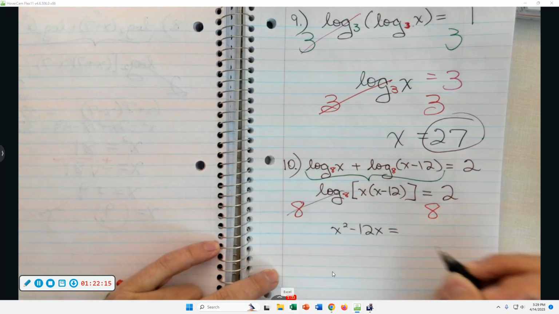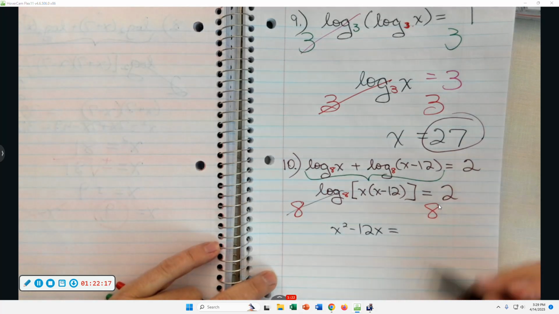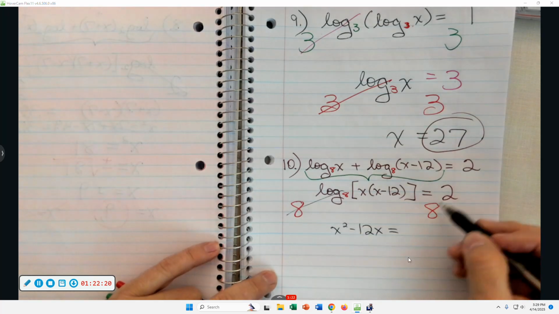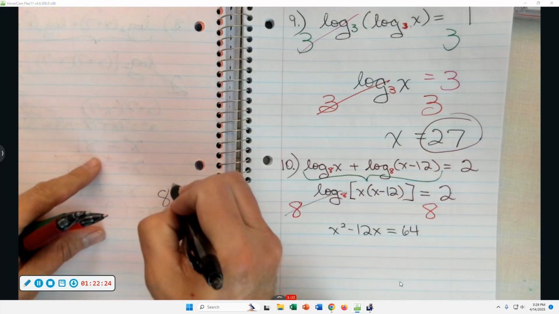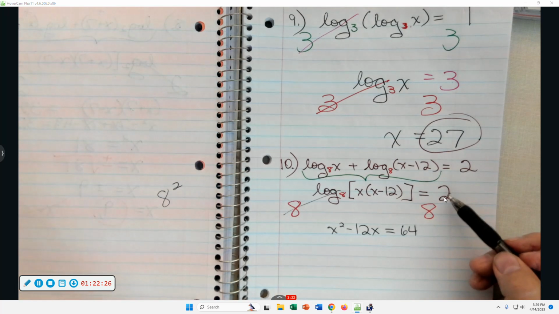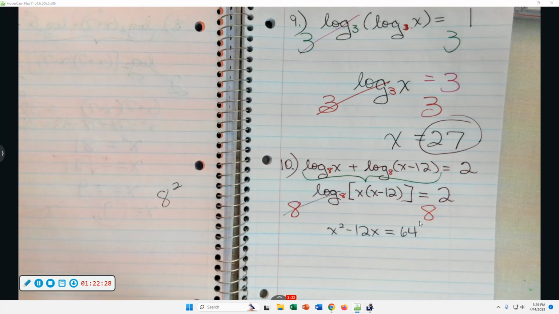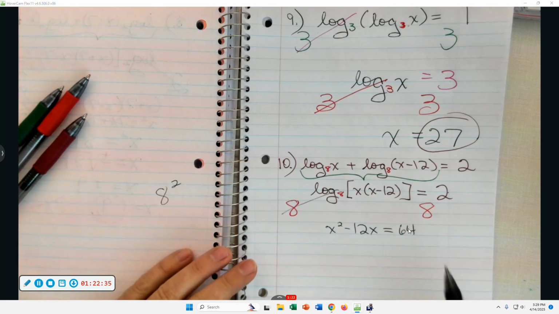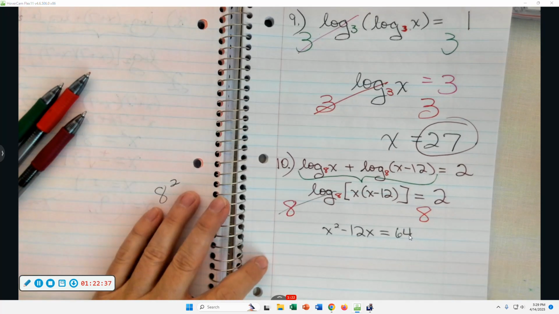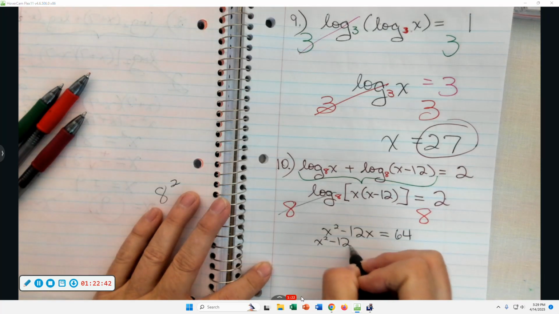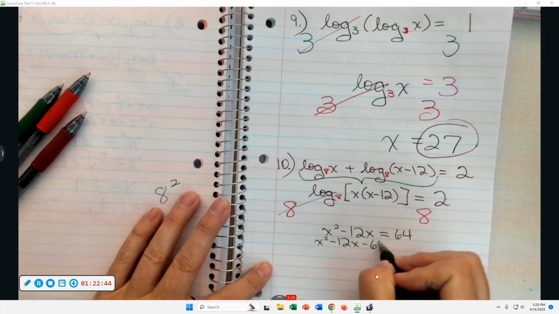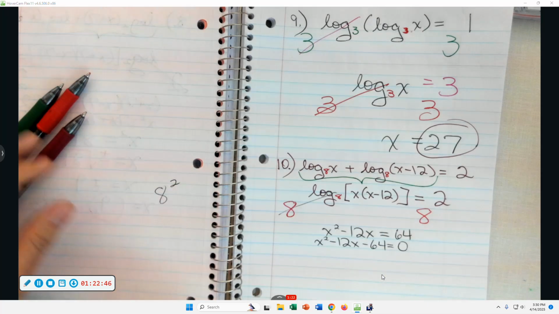I should have already asked y'all this. What have I got on the right hand side? 8 squared is 64. That's saying 8 squared. Don't let the fact that the 2 and the 8 are the same size shock you. It's just saying 8 squared. It's quadratic, which means we better get it set equal to 0. So we have x squared minus 12x, that'll become a minus 64 equals 0.